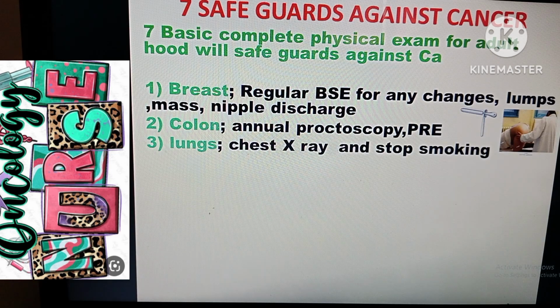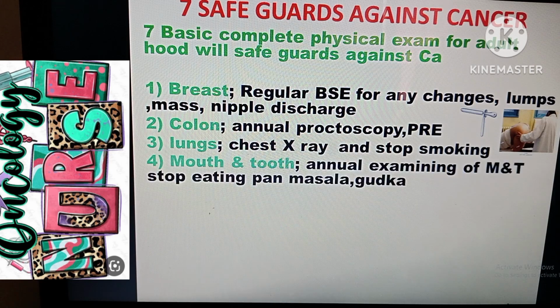Third one is the lungs. Screening once in a year, as I said. Chest x-ray, taking a chest x-ray and seeing any changes in the chest is important. And if anyone has the habit of smoking and drinking, it's better to stop. Fourth one is the mouth and tooth. This is also one of the best examinations, approaching the dentist once in a year for mouth and tooth examination. Any cavities present, any color changes, or any infection or abnormalities, and it is better to stop eating pan masala, gudka and other things which are dangerous to the health of the client.